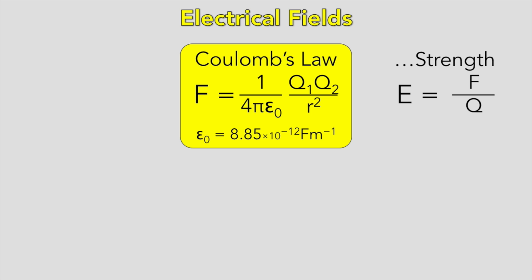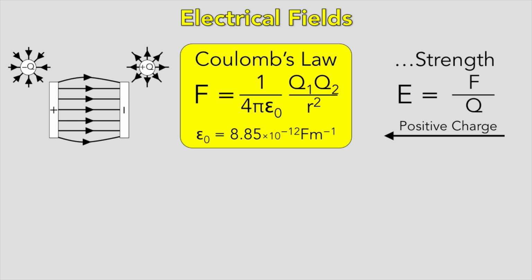Electric field strength E is the force per unit positive charge, with the units being newtons per coulomb, given by E equals F over Q, where E is a vector, pointing in the direction that a positive charge would move. Electric field lines show the direction the force would act on a positive charge. Field lines point from positive to negative.